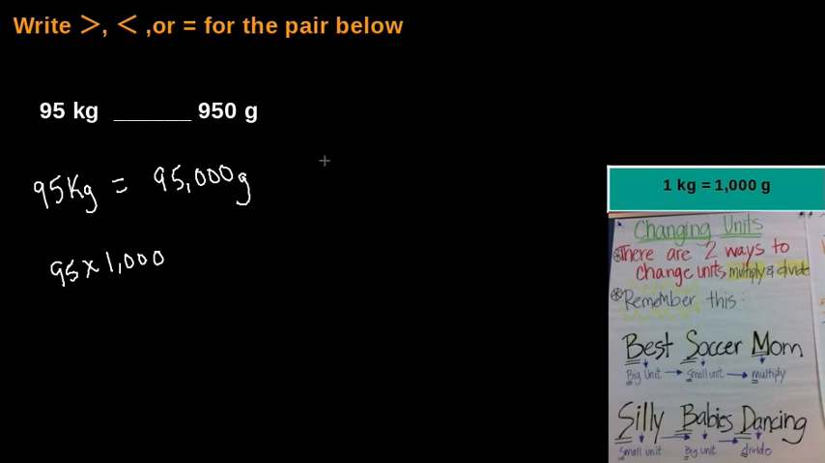Now let's compare 95,000 grams and 950 grams. Which is bigger? Definitely this. 95,000 grams is way bigger than 950 grams. So this is our answer. 95 kilograms is way greater than 950 grams. All right.